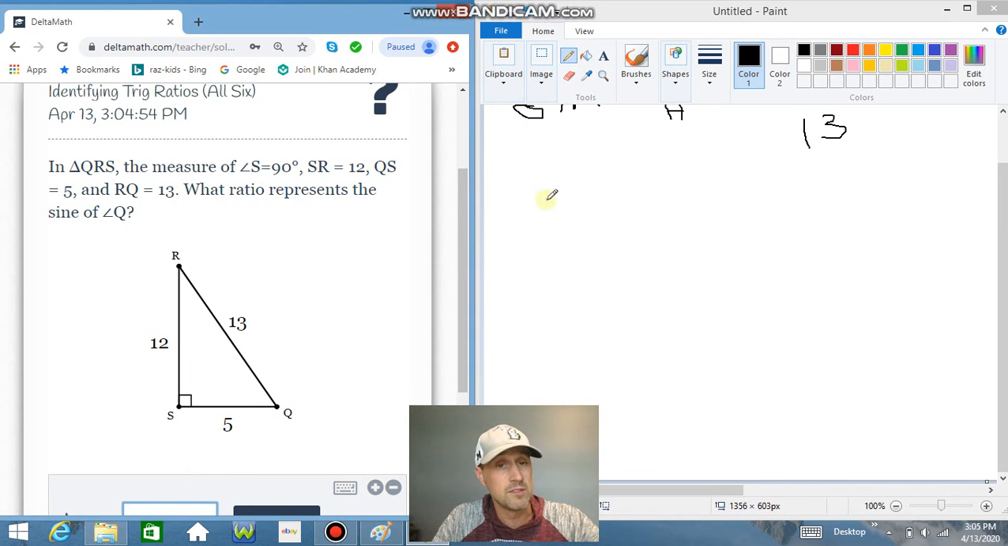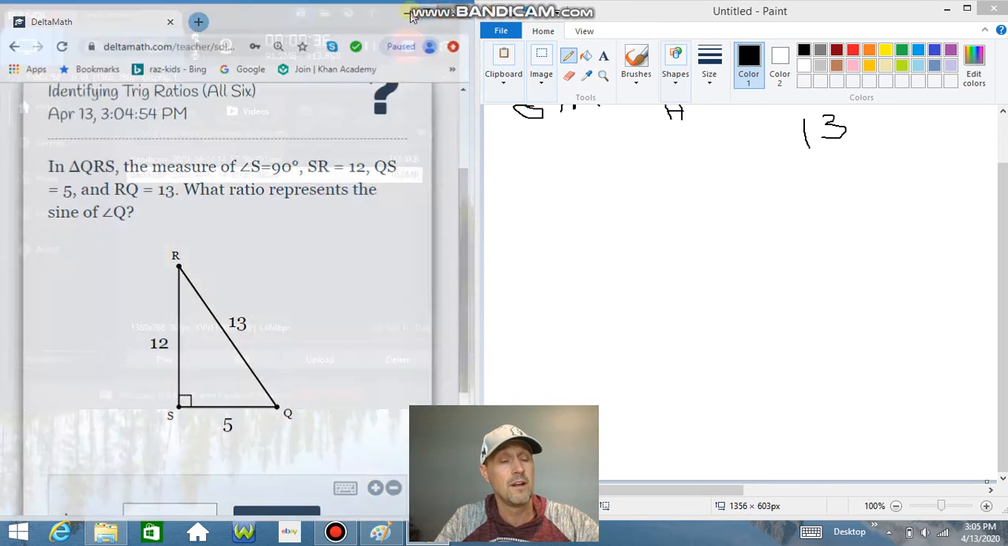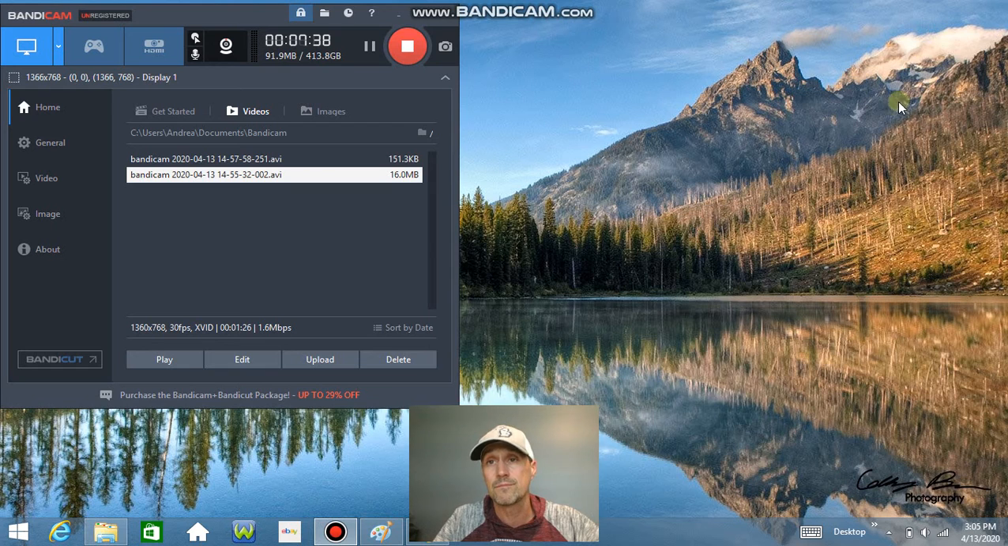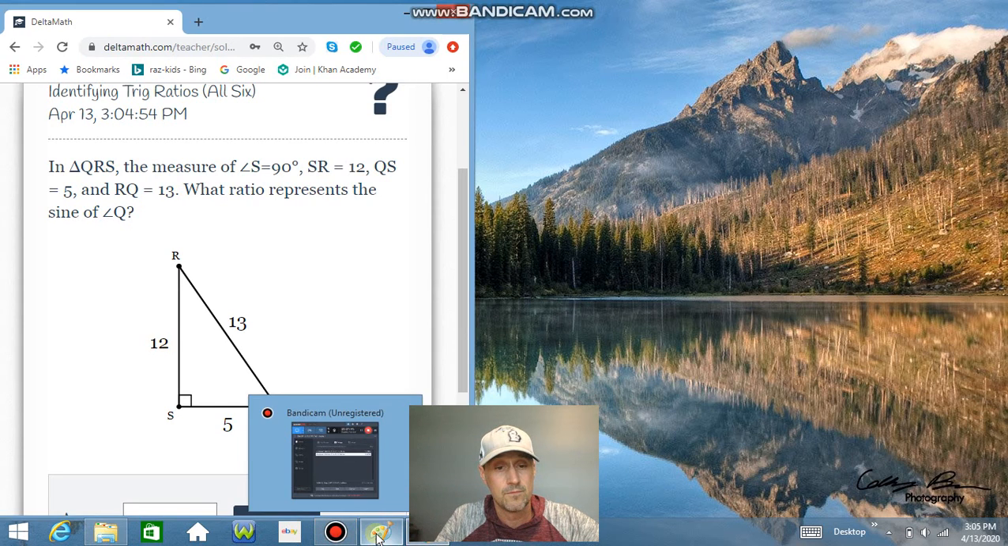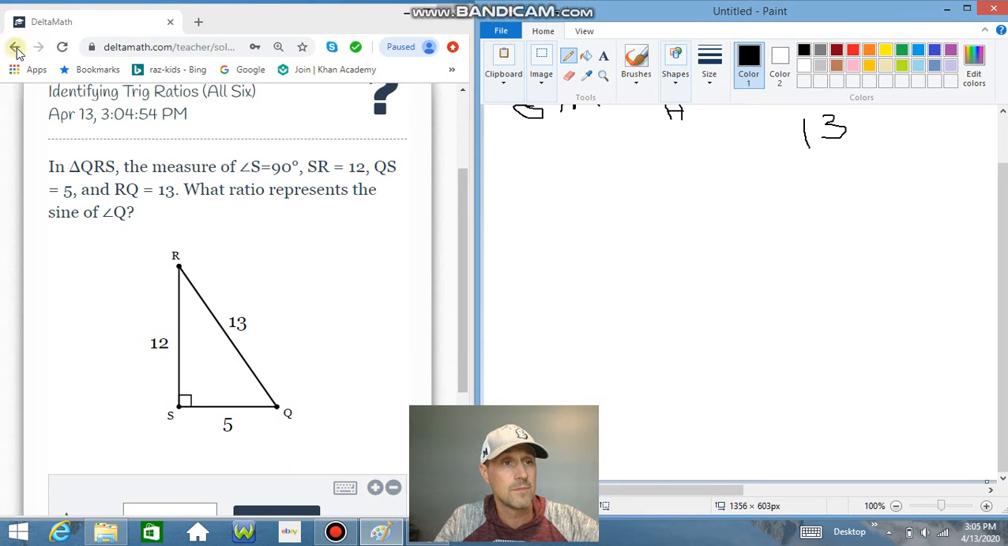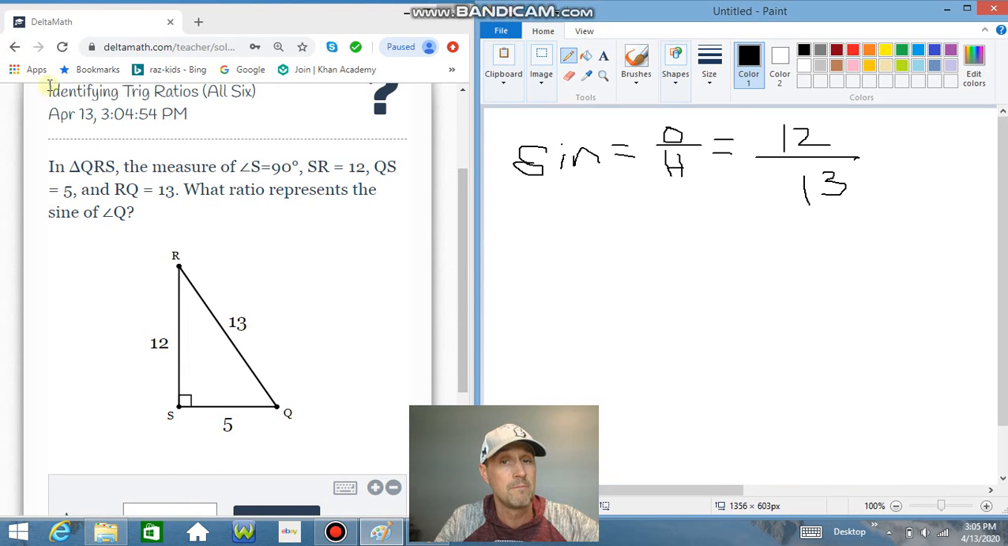Now they're going to switch this up. They're not just going to give you sine every time. They're going to give you all three trig functions along with the reciprocals, cosecant, cotangent, tangent, all that stuff. Okay. So 12/13 would be the answer. Throw it in there. Let's go on to another one. Okay.